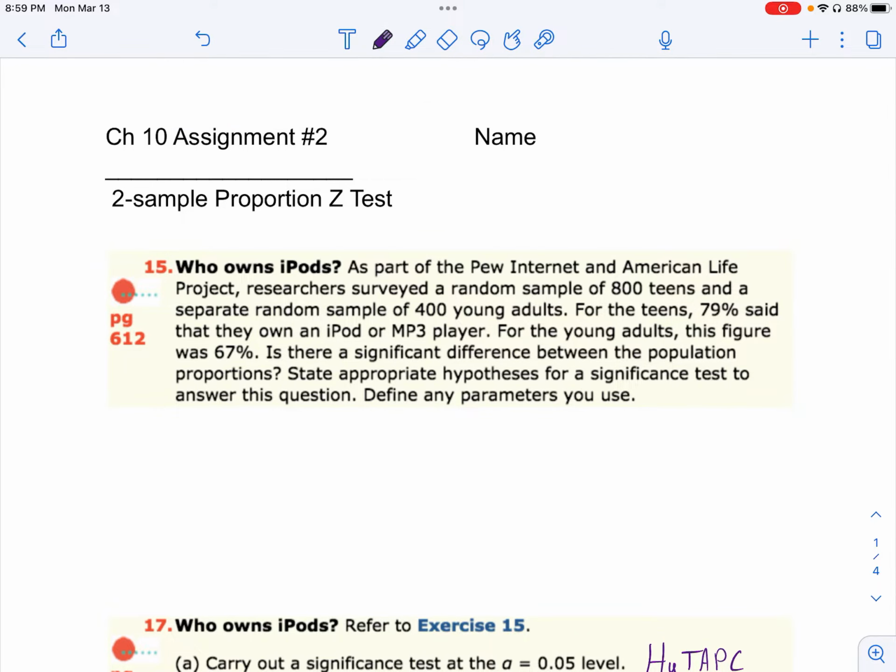All right. Chapter 10, assignment 2. Here we go. First question is about who owns iPods. Those were all the rage when I was about 20 years old.